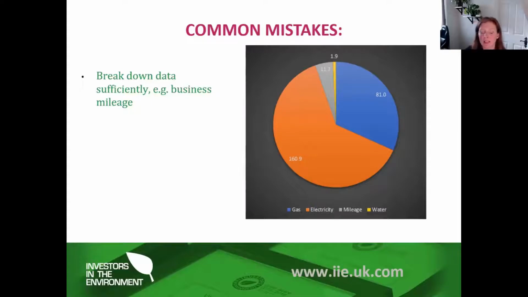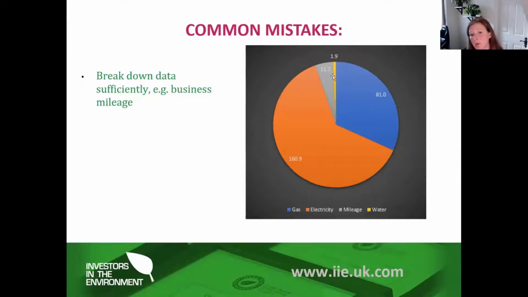They happen a lot. I've seen some of them happen not only to small businesses where there's not particularly a sustainability professional in post or somebody that knows much about carbon footprinting, but it also happens in larger organizations where they've got a big team and somebody's forgotten to update the conversion factors and things. So it's easily done. The first common mistake I wanted to mention was breaking down data sufficiently.